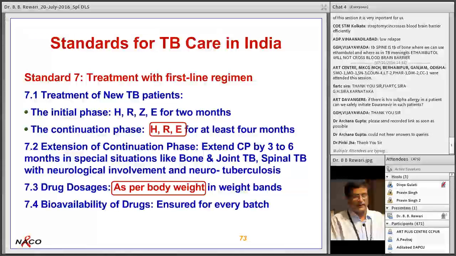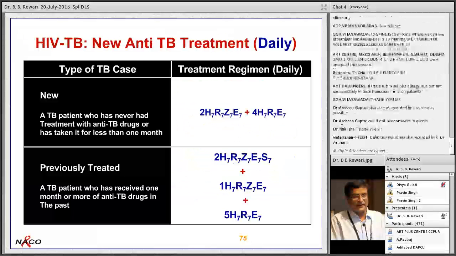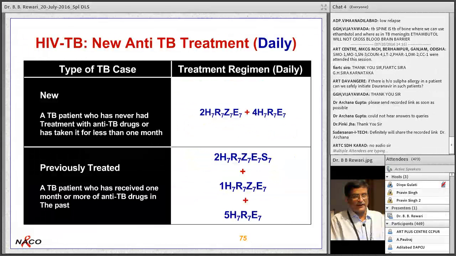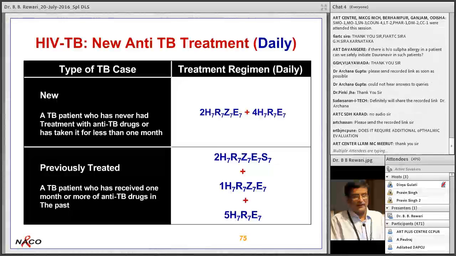These are given as per body weight, daily, as fixed dose combinations. The TB patient definition is the same: a TB patient who has not had treatment for TB, or less than 1 month, versus previously treated more than 1 month. So it is 2 months of 4 drugs followed by 4 months of 3 drugs. Again, 2 months of 5 drugs, 1 month of 4 drugs, and 5 months of 3 drugs. So these are the recommended regimens.